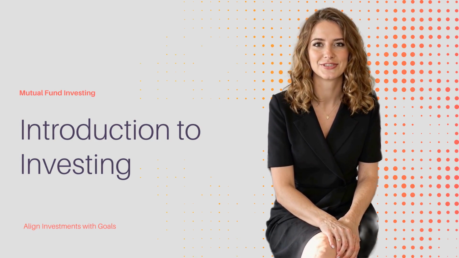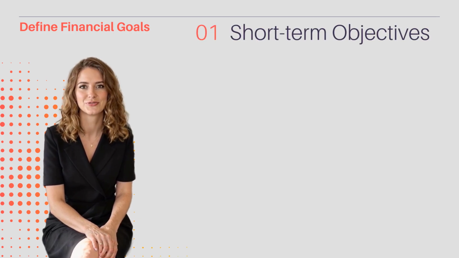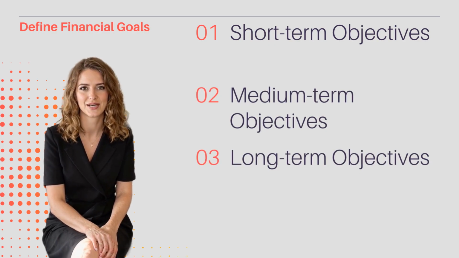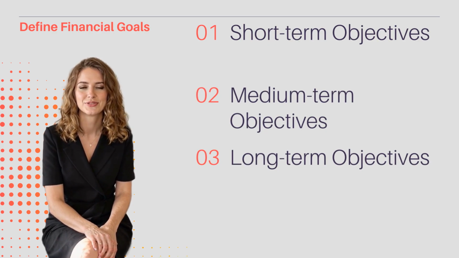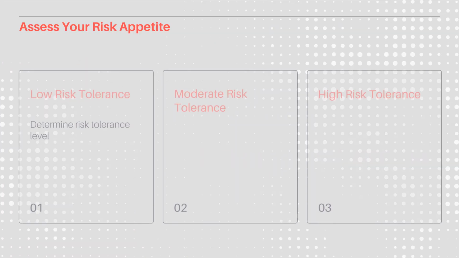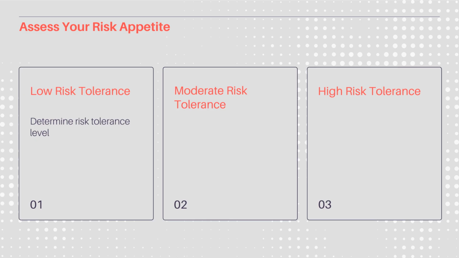for effective investing. Identify your financial objectives: short term for emergencies or vacations, medium term for a house down payment, and long term for retirement. Set SMART goals: specific, measurable, achievable, relevant, and time bound. Align your investment horizon with the mutual fund type, such as liquid funds for short term and equity funds for long term goals. Assess your risk appetite by determining if you have a low, moderate, or high risk tolerance.